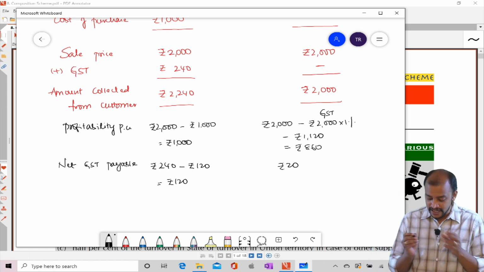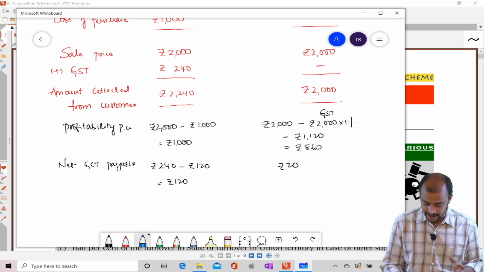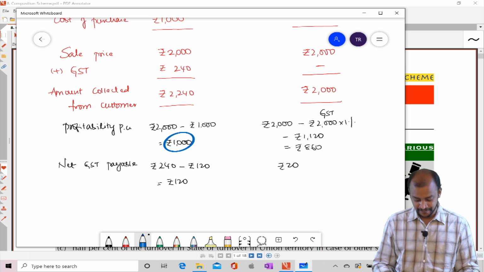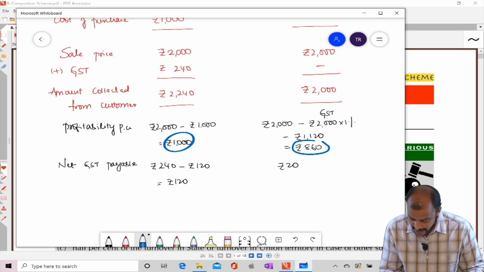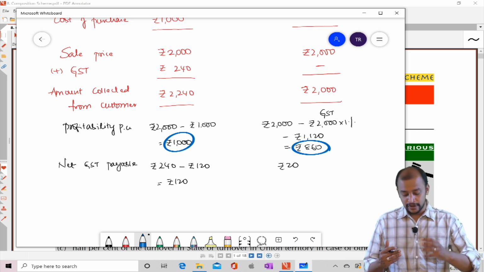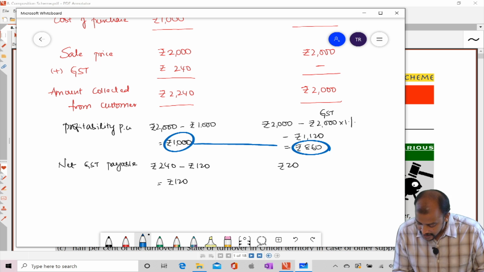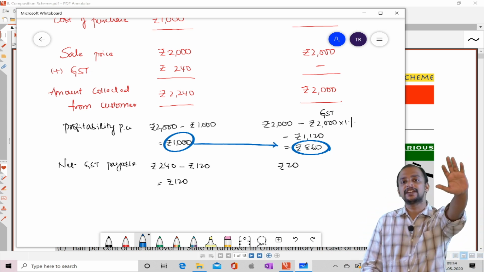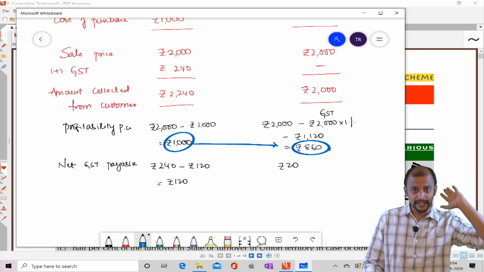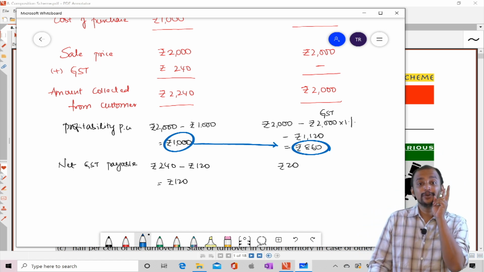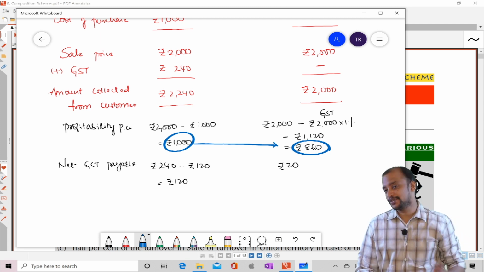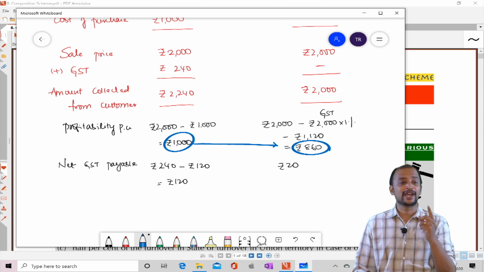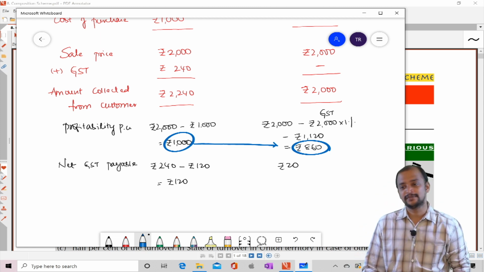And now if you see here what has just happened, 1000 rupees is the profitability per unit, whereas here it is 860 per unit. So there is a decrease in the profit per unit when you go into composition scheme. Definitely that will happen, because there are two disadvantages of composition scheme. What are those two disadvantages of composition scheme? Number one, you cannot recover the GST from the customer.